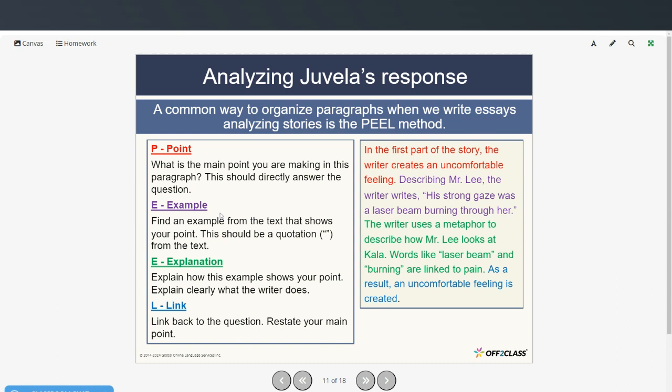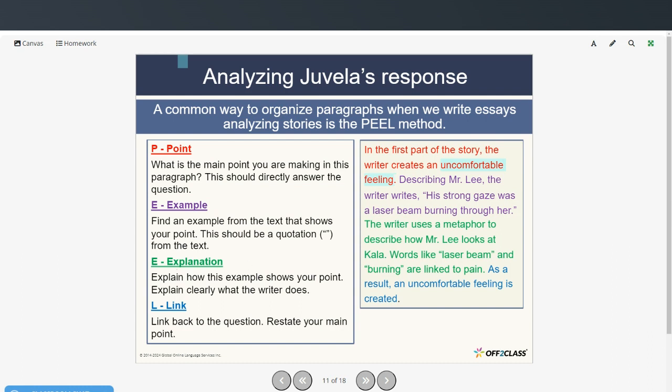Then she needs to provide an example. Find an example from the text that shows your point. This should be a quotation from the text. So she says, describing Mr. Lee, the writer writes, "His strong gaze was a laser beam burning through her." So this is an example of how the writer has created that uncomfortable feeling by the use of that metaphor.